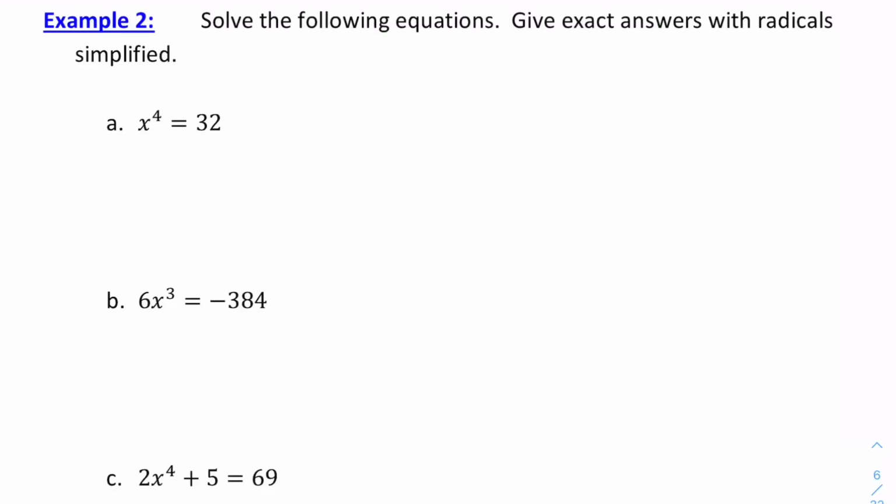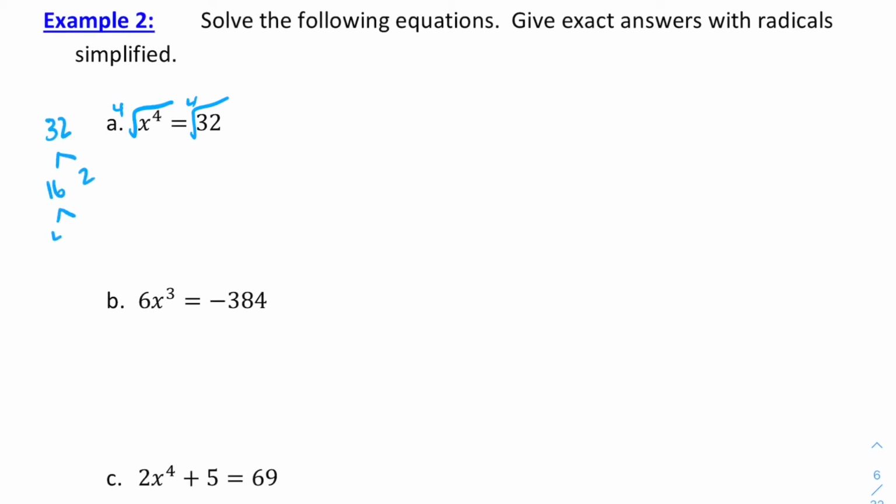Now we're going to solve some equations. So pay attention to the directions. We're supposed to give exact answers in these problems. So reminder, when we did like x squared equals 25, we took the square root of both sides to undo our second power. So here we're going to take the fourth root of both sides because we have x to the fourth and I just want to get x.